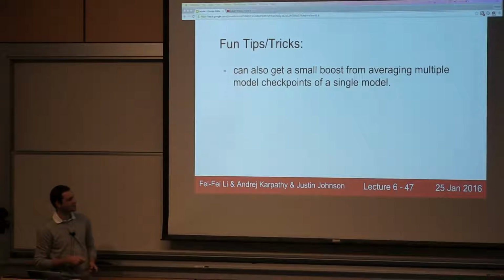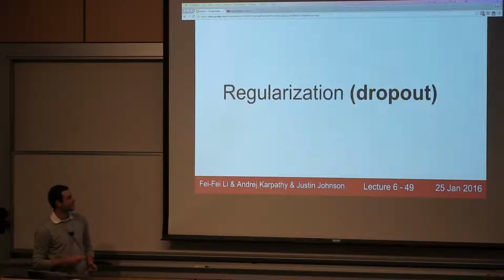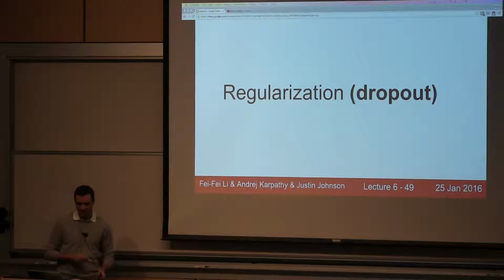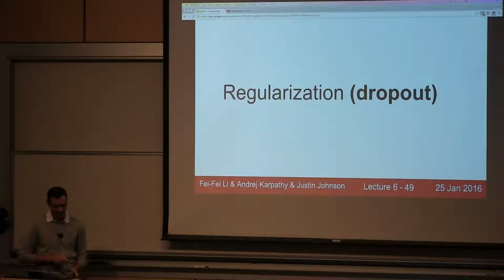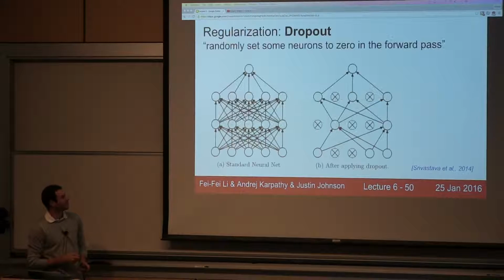So that's model ensembles. I had to discuss model ensembles because we're going to look into dropout, which is a very important technique that you will be using and implementing. The idea for dropout is very interesting. What you do with dropout is, as you're doing a forward pass of your neural network, you randomly set some neurons to 0 in the forward pass.